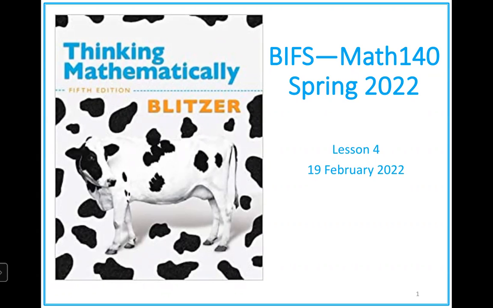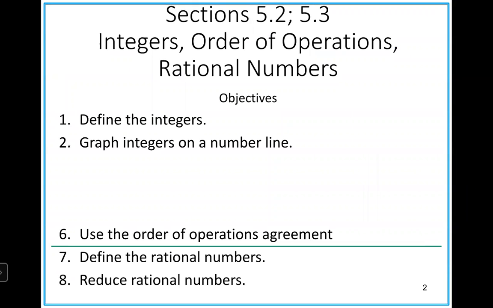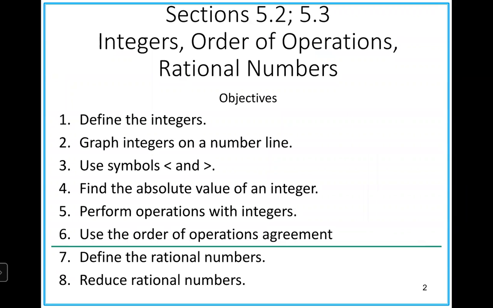Yeah. So for today, we're going to continue in chapter 5, and I'm trying to see if I could cover 2 sections, 5.2 and 5.3. Okay, and 5.2 deals with integers and order of operations. And 5.3 deals with rational numbers.